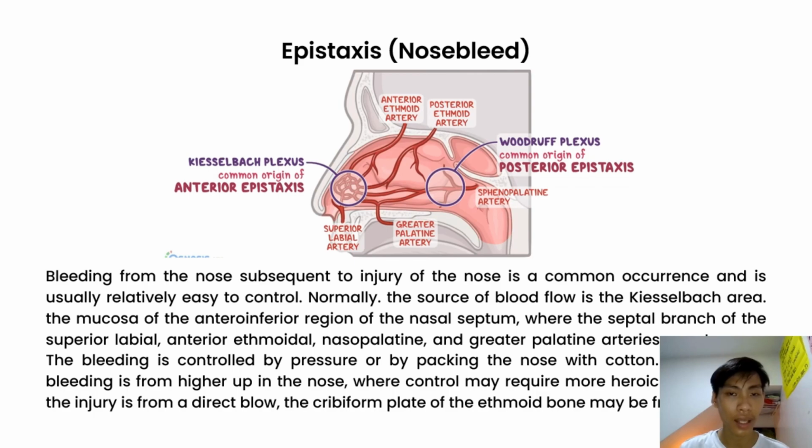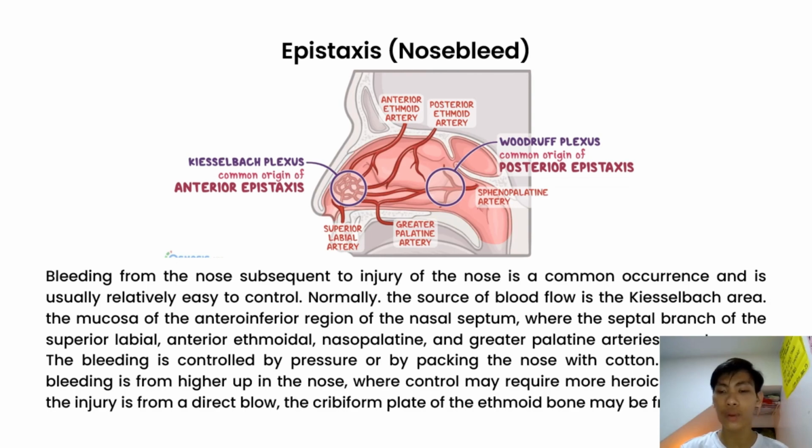Lastly is epistaxis. You can also term it as nosebleed. Nosebleed is the bleeding from the nose subsequent to injury of the nose, and it is a common occurrence and is usually relatively easily controlled.